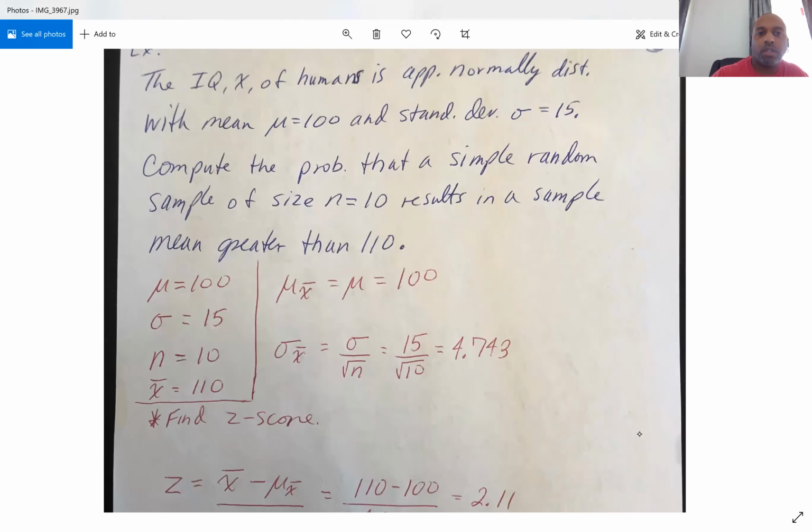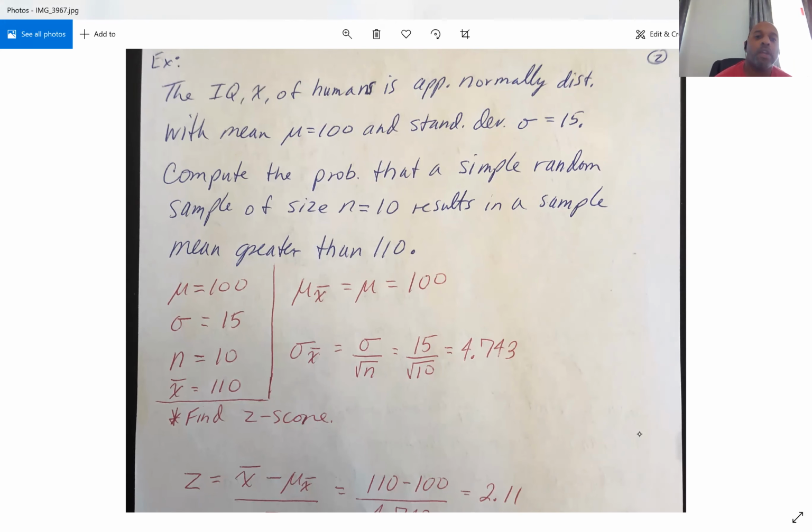All right, so let's look at a first example. Looking at trying to apply these relationships with these numbers. The IQ, call it X, of humans is approximately normally distributed with mean 100, standard deviation of 15. Compute the probability that a simple random sample of size n equal to 10 results in a sample mean greater than 110.